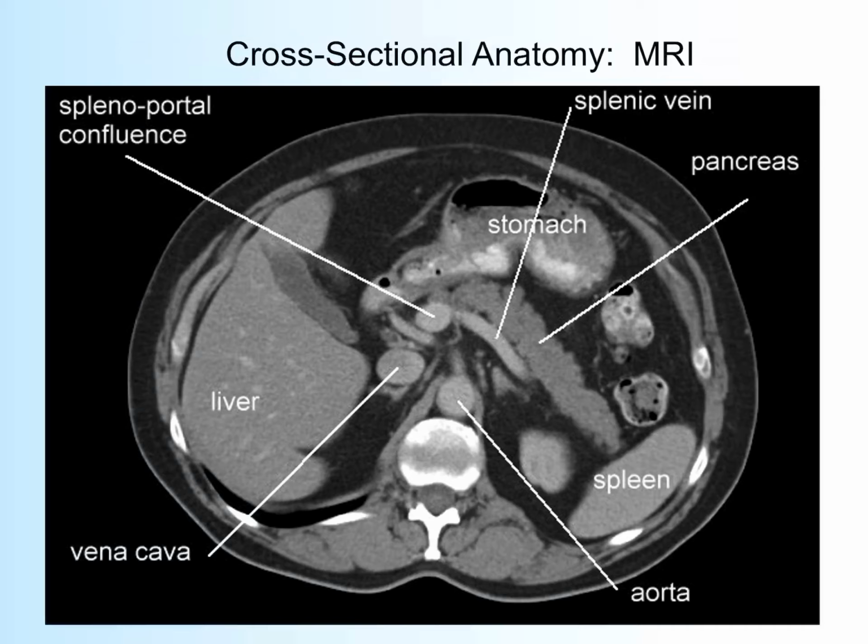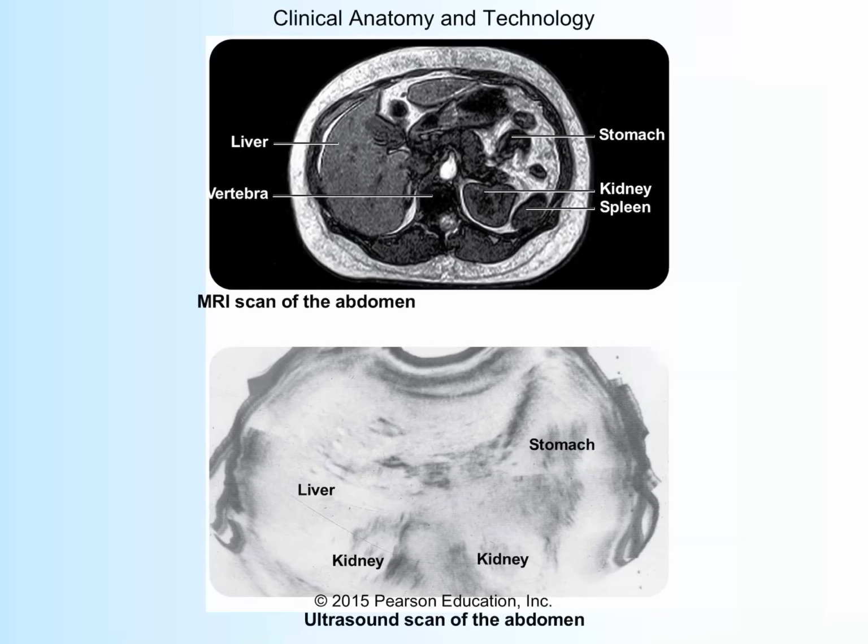So let's take a look here. We have a liver, we have the stomach, we have the spleen, we have the vertebra here. Your spinal cord would be sitting right in there. So it takes special training, and you can only see a cross section. Here's another couple images. Here's another MRI, and here's an ultrasound. It's the same portion of the body, but drastically different images. So it takes a lot of training to get to know how to read these things.